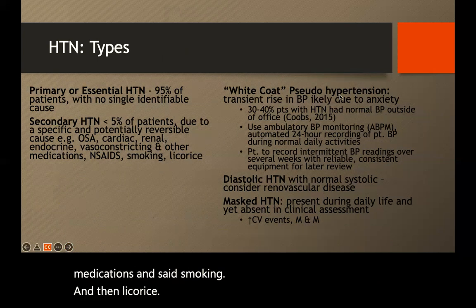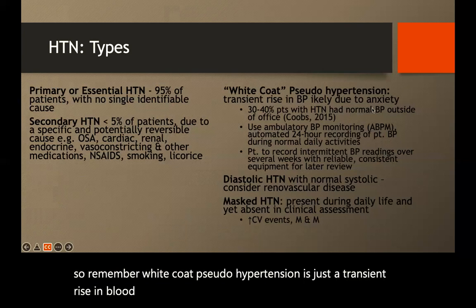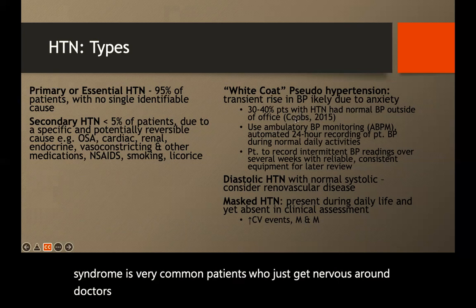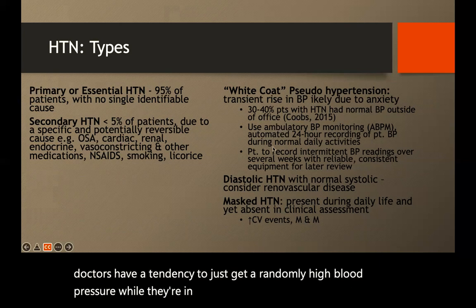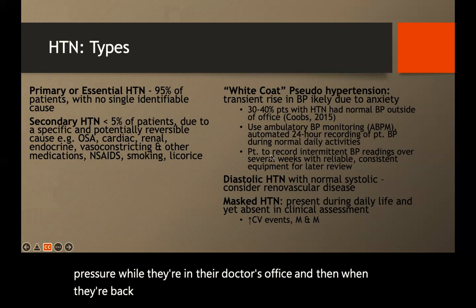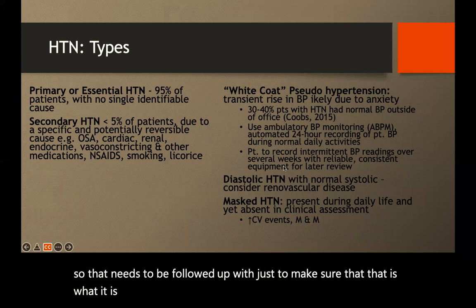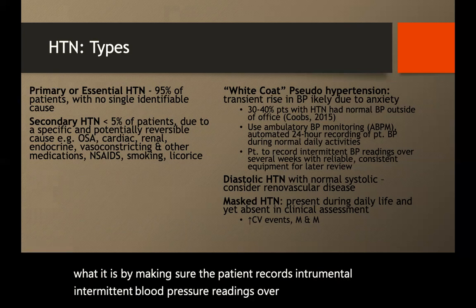So remember, white coat pseudohypertension is just a transient rise in blood pressure likely due to anxiety. White coat syndrome is very common. Patients who just get nervous around doctors have a tendency to get a randomly high blood pressure while they're in their doctor's office, and then when they're back to regular life, their blood pressure is normal. So that needs to be followed up, by making sure the patient records intermittent blood pressure readings over several weeks.